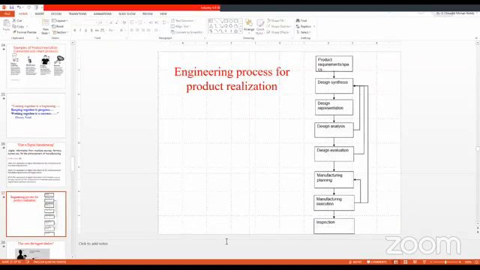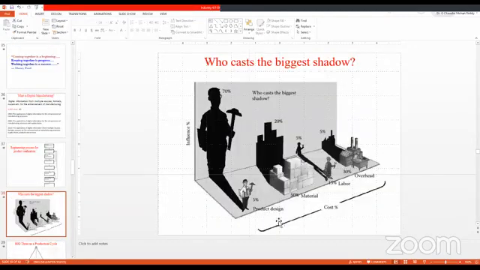Now, if you look at the engineering processes for product realization, right from the product requirements, specifications, design synthesis, design representation, design analysis, design evaluation, manufacturing planning, manufacturing execution, and then inspection. So there are several iterations that are required to be performed to ultimately realize the product. Now in this, who casts the biggest shadow here?